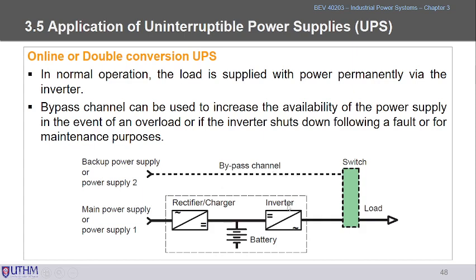So in case we have some problem in our inverter or the rectifier, and we couldn't operate our UPS, then you only switch to the main AC supply here, from the TNB. Otherwise it keeps supplying from the UPS. So this is the online or double conversion UPS.